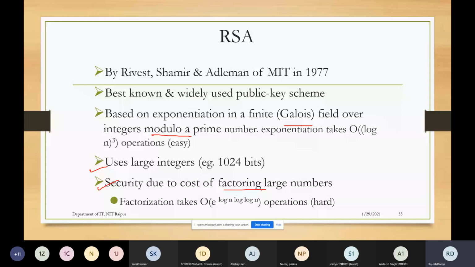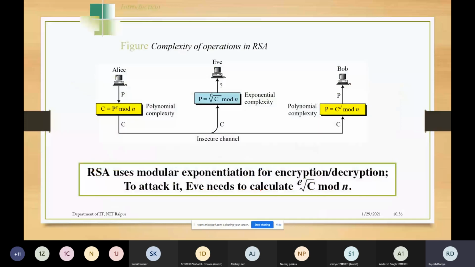So as we know, if we have two large prime numbers and we multiply them, then it is very difficult to factorize the product, right? So this is how the complexity of operation in RSA looks like. This is the process of encryption and this is the process of decryption. The process of encryption and decryption goes by polynomial complexity, while the adversary has to go by exponential complexity in order to find the plain text.